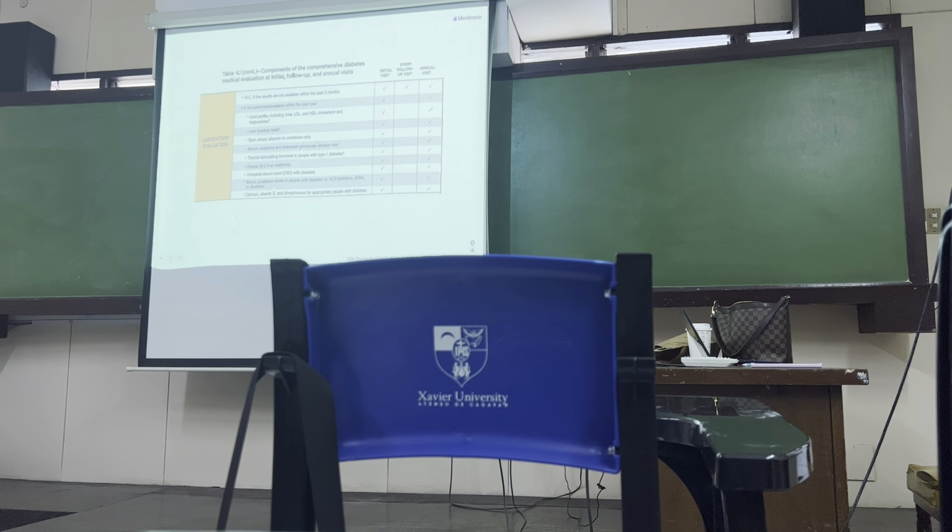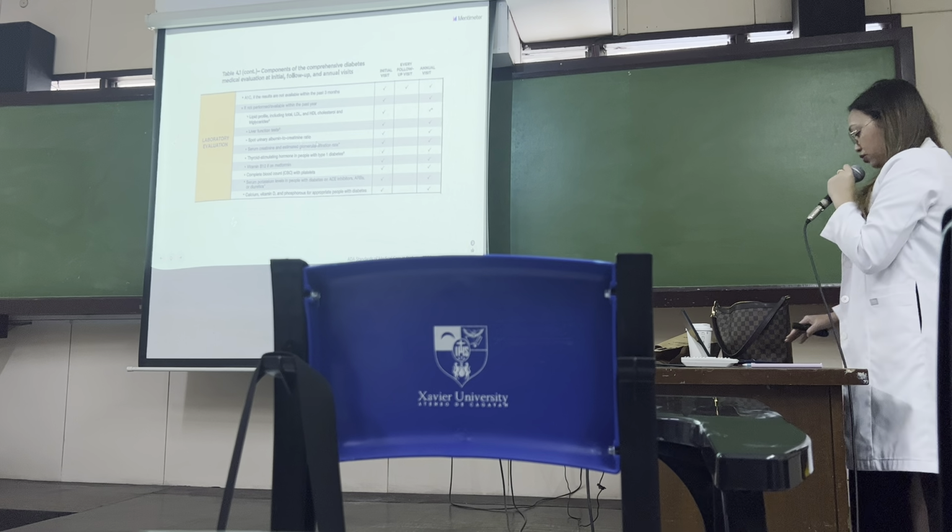CBC, serum potassium, if your patient, no, is on ACE inhibitor or ARB. As you know, these are the first line antihypertensive drugs for DM patients, no? And then, if your patient has high risk for osteoporosis, no, you can also request for calcium, vitamin D, and phosphorus.